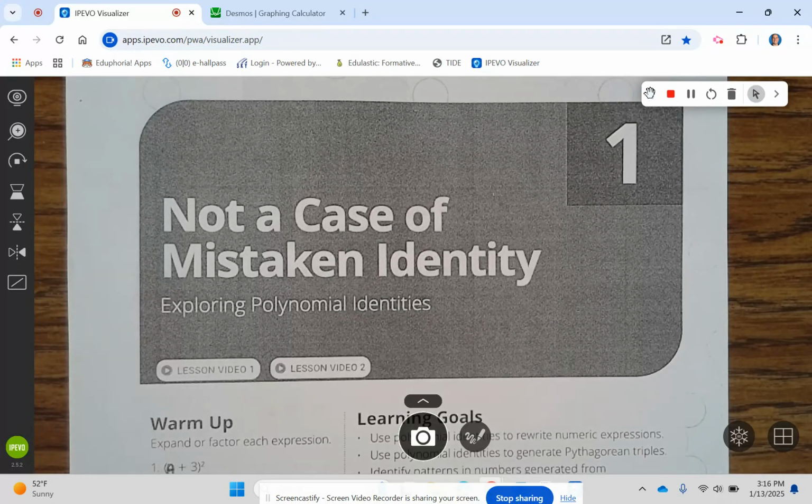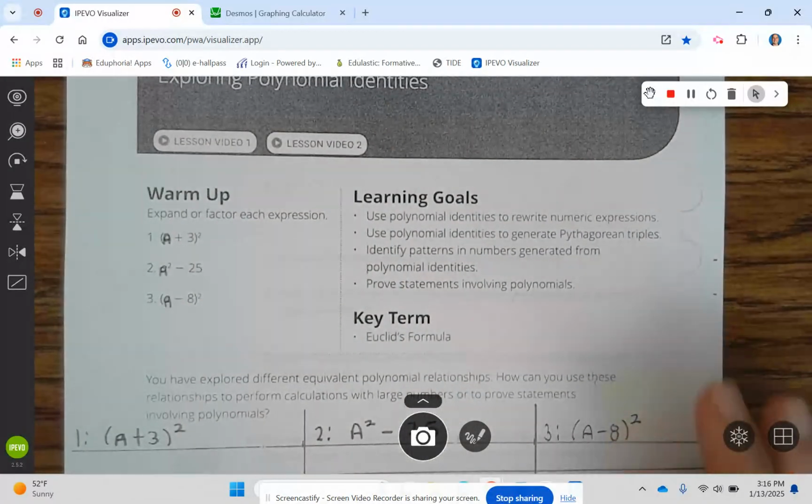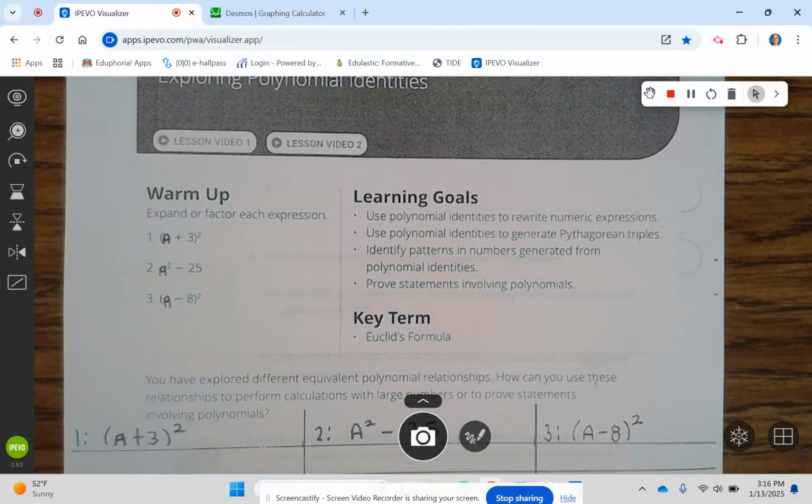Okay, so we're going at 1. Not a case of mistaken identity. Exploring polynomial identities. Warm up. Expand or factor each expression.